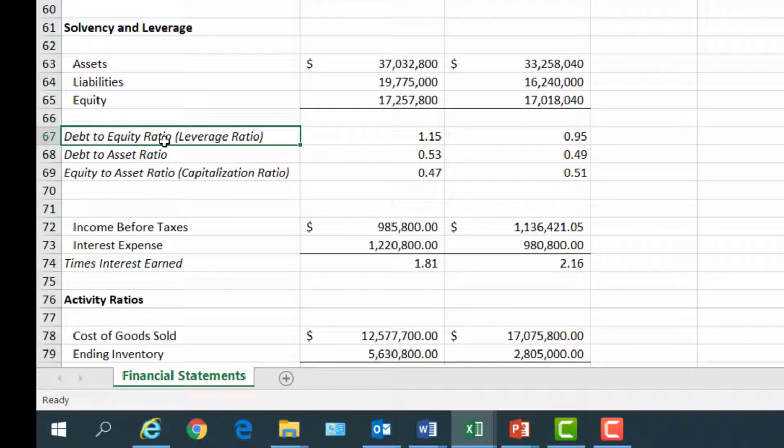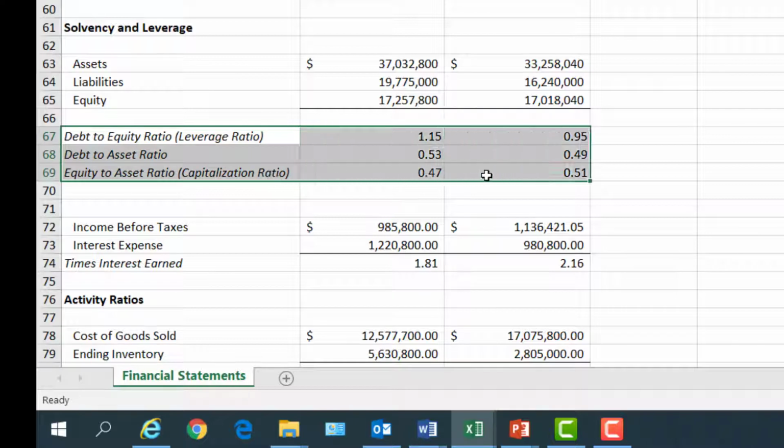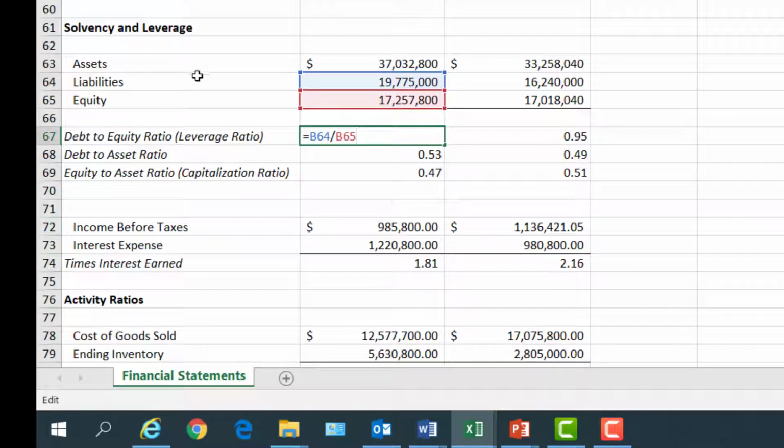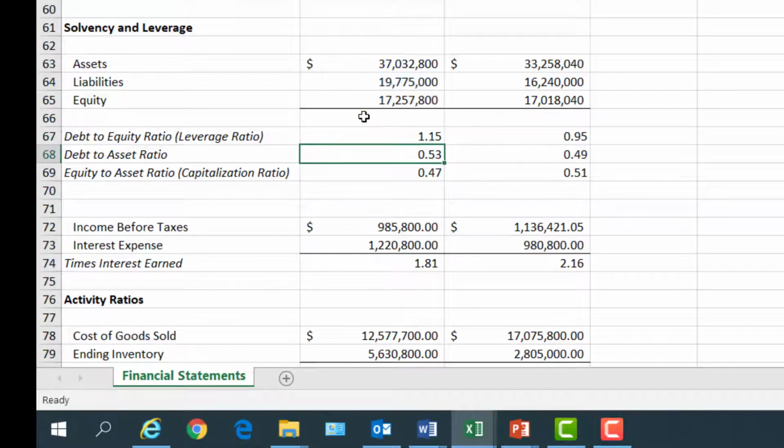That's because for these three things we're going to calculate here, once you know one of them, you can always back out the others. That's a little bit tricky and probably for a video for another day. But for now, we're just going to calculate them. The debt to equity ratio, which we're going to call the leverage ratio in this case, is just the debt, which would be our liabilities, divided by our equity. So let's highlight the formula. It's just the liability number of 19.75 million divided by the equity number of 17.25 million. Hit enter and we get a number, 1.15.